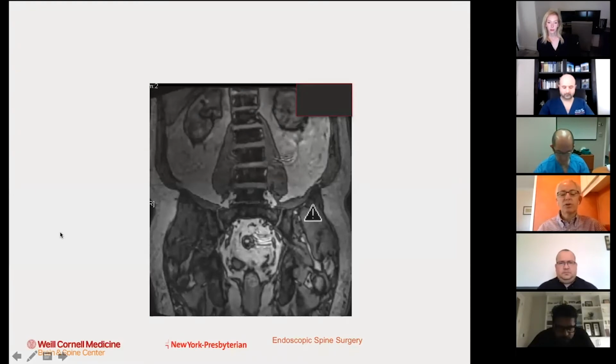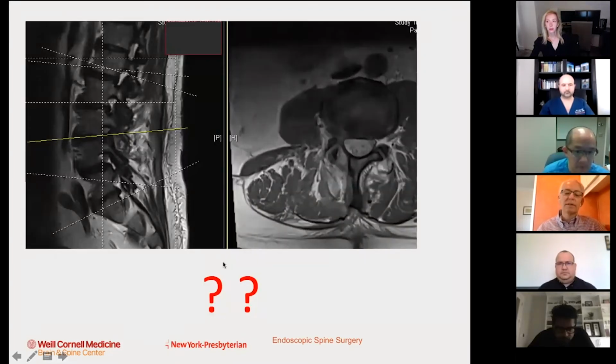I tend to also look at the coronal x-rays, or in this case, we had a coronal MRI scan, just to make sure that there's not a scoliosis. Someone asked the question the other day whether the endoscopic foraminoplasty would be helpful for patients who have scoliosis and foraminal narrowing. My experience is it's not that helpful. So I think that looking at the coronal images, either MRI or X-ray, is important, just to make sure that we're not dealing with a deformity case.